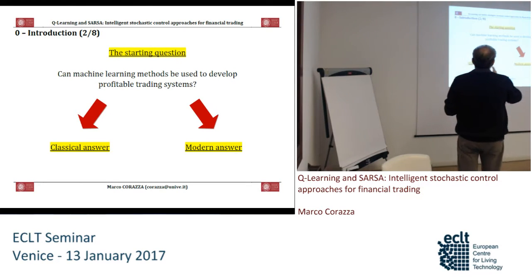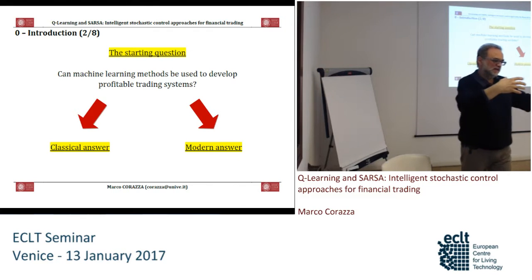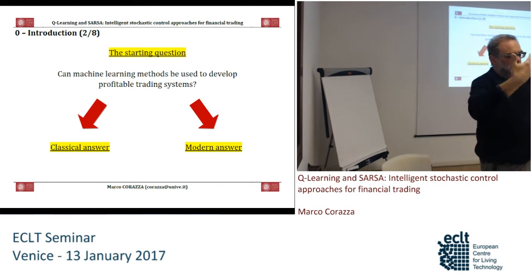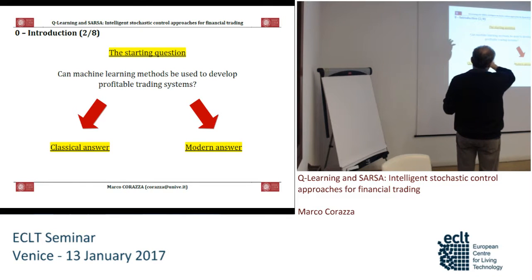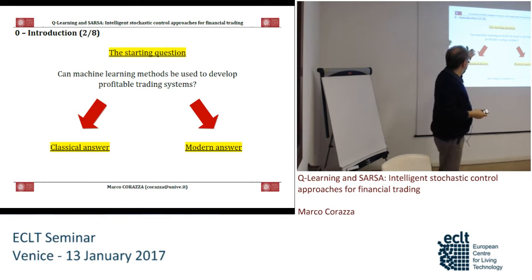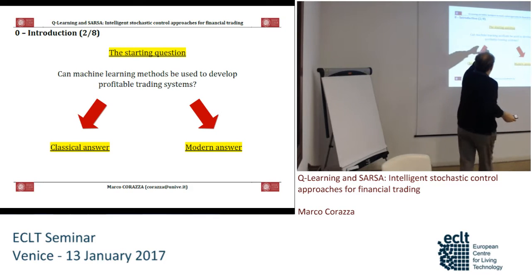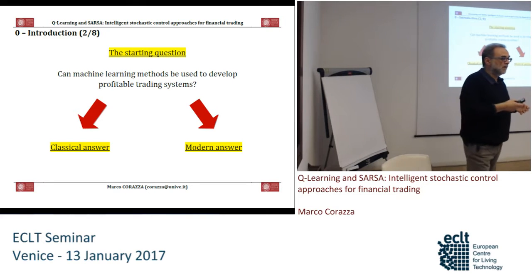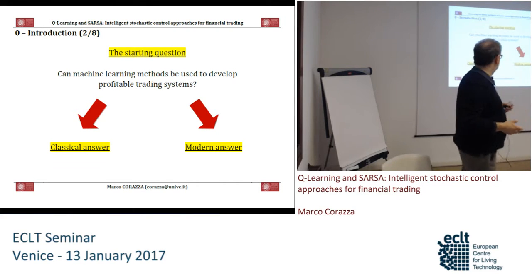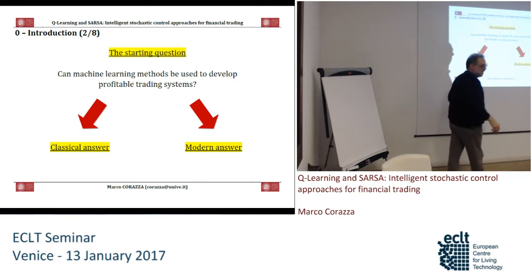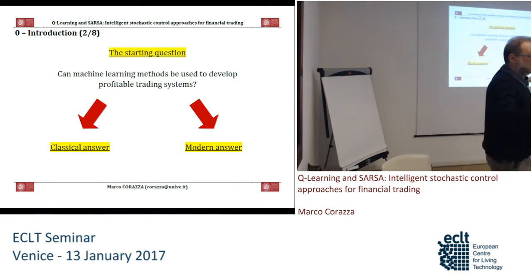Before entering into the technical details about reinforcement learning, Q-learning, and the operational implementation of the trading systems, we have to attempt to give an answer to this question: is it possible to use machine learning methods for developing profitable trading systems? Because for developing trading systems which are not profitable, more or less all of us are able to do this. We have two answers, a classical answer and a modern answer. Here, in this first part, I attempt, as I said before, to give the methodological basis for the building of the trading system.